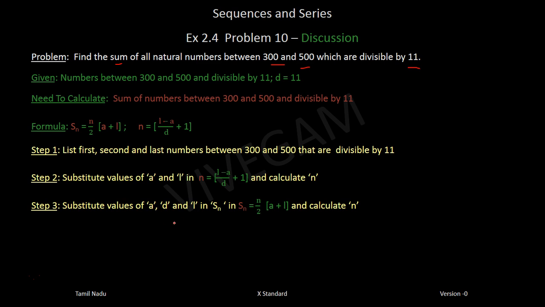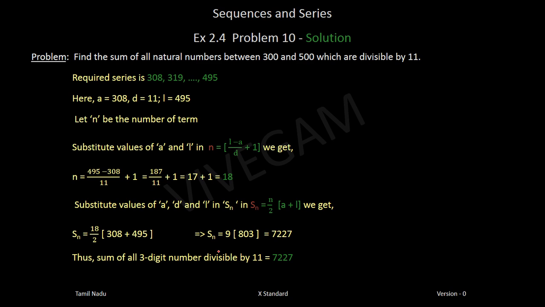Once we know n, all you need to do is substitute the values of a, d and l in this formula and get the sum of those numbers, the numbers which are divisible by 11. So that's how this problem is to be worked out. Now what I suggest is you pause the video here and try to work this problem on your own. Come back and check the solution.